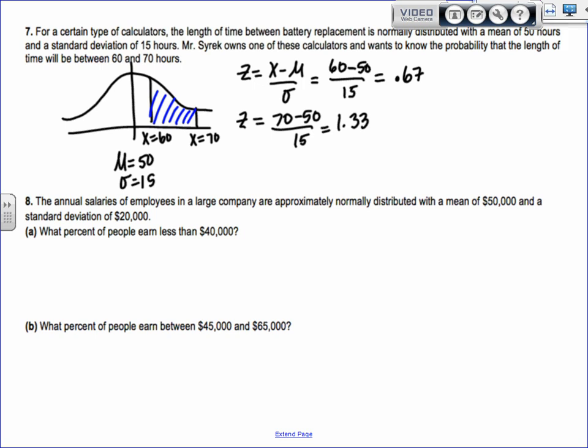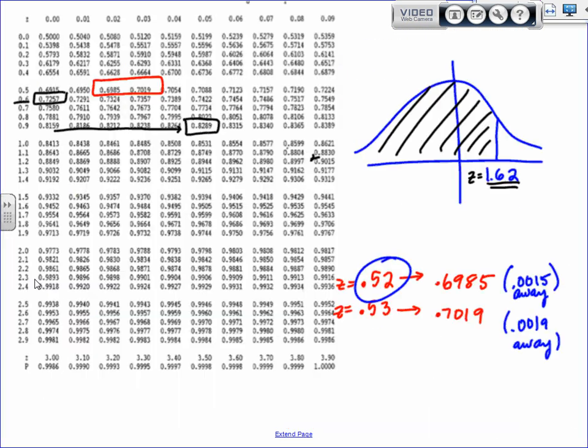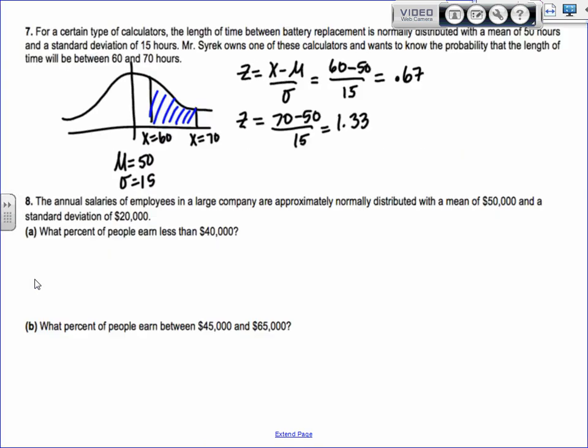All right, so I need to look both of those up in my chart. So when I look up 0.67, so going back to my chart, I have to go way back. Okay, 0.67. I go to my 0.6 column or row, I go over to 0.67, it's right there, 0.7486. Okay, but if I look up 1.33, 1.33 gives me 0.9082. So this other one gives me 0.9082.